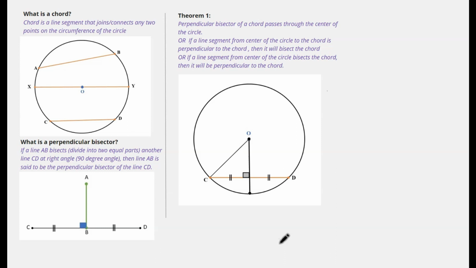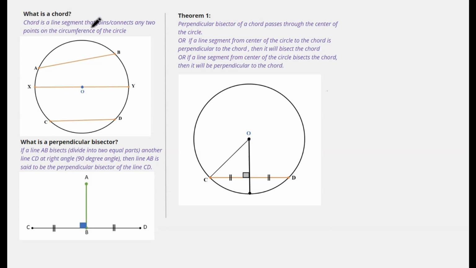In this lecture, we are going to be going through two theorems. But before that, we need to go through the definitions which will be used to learn the theorems. So let us start. The first definition is, what do we mean by a chord?